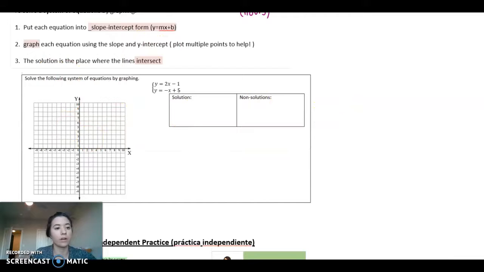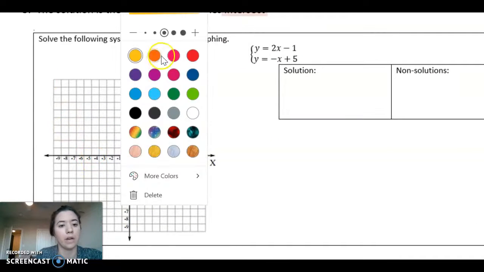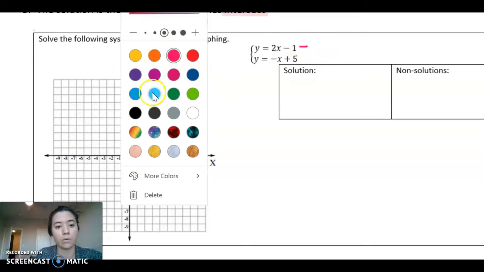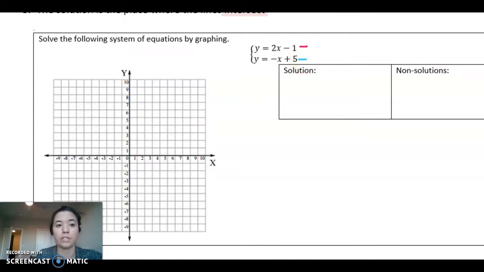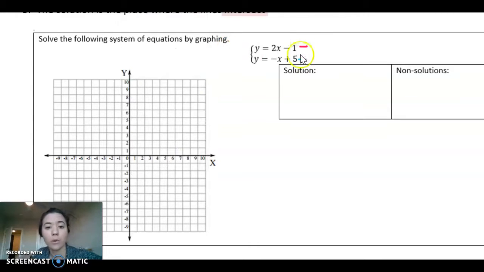Okay, so this one is solved for y, this one is solved for y. Good. Graph each equation. So now comes the fun part. I'm going to go ahead and graph this first one in pink and graph the next one in blue. I recommend you graph them in different colors to help you pay attention to which line is what. So my y-intercept here is -1.